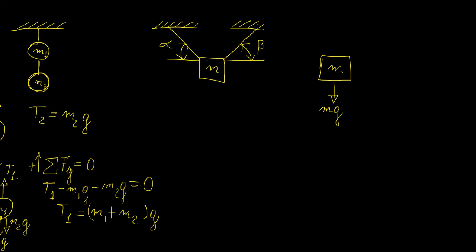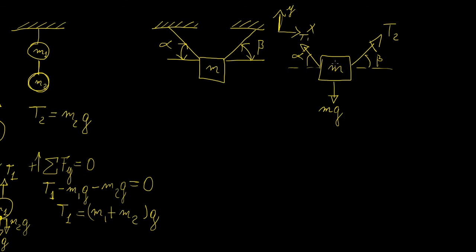And now we have two strings that are fixed to the ceiling here, and each of them is at a different angle with the horizontal. So if we choose a reference set of axes, y and x, then we know that these forces are going to have two components. So we're going to have one force going off like this at some angle beta, and let's call this tension 2. We're going to have another force here, let's call this tension 1, and the angle with respect to the horizontal is going to be alpha.